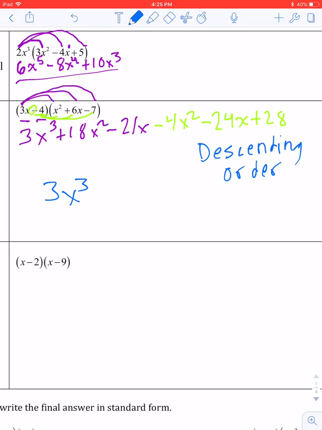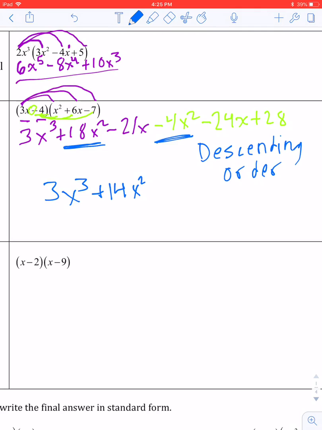Okay, now I'm going to look for the next lowest degree. There is a term with an x to the second degree, and there's more than one, so I'm going to have to combine them. Here I have a positive 18x squared, and here is a negative 4x squared. Okay, so now I'm just going to combine my 18 and a negative 4. I'm going to get a positive 14x squared. So I'm going to rewrite that. I know my 4 is a little messy. 14x squared.